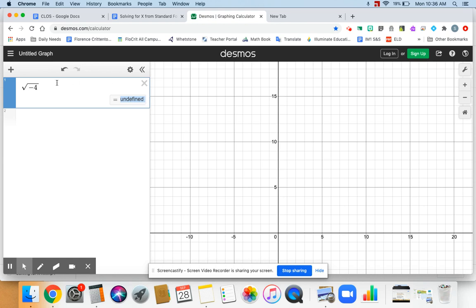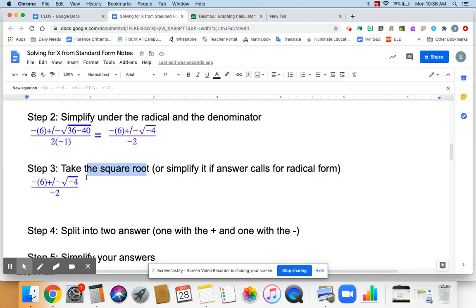There's no answer in the calculator because it's a -4, and nothing times itself is a negative. Well, not in the real world. So if we remember, first you do the square root of +4, which is 2.